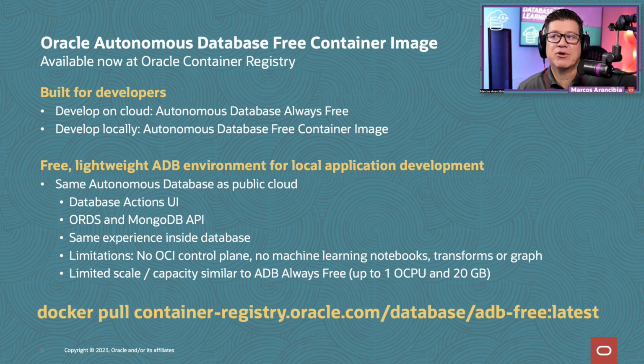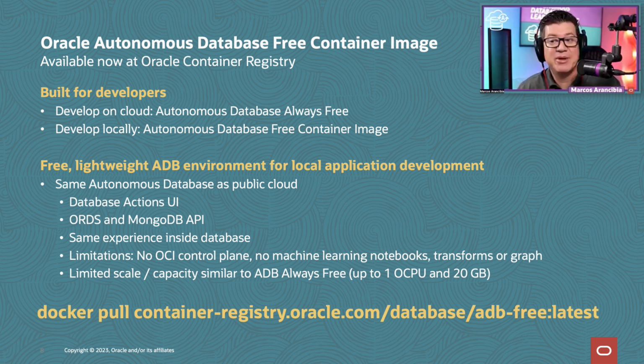And finally, we have the Oracle Autonomous Database free container image. It's available now at the Oracle Container Registry. You basically can develop on the cloud, on an always free database, or you can develop locally as well, on an Autonomous Database free container image. It's not necessarily Docker; you can use Docker, you can use Podman. The idea here is a free, lightweight environment for local applications.